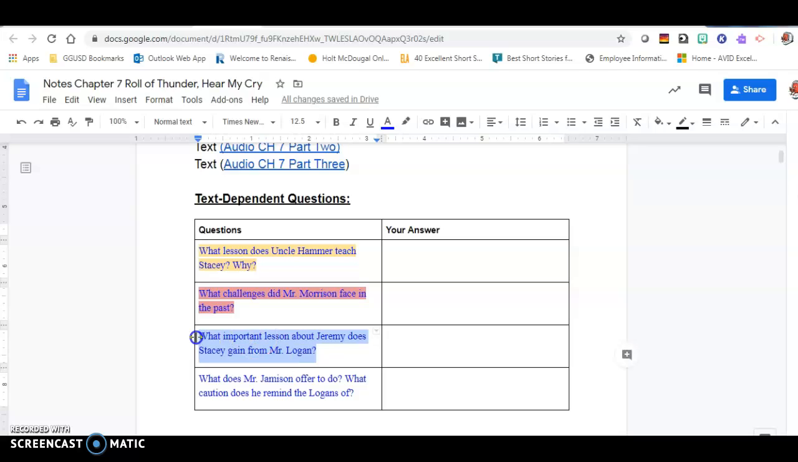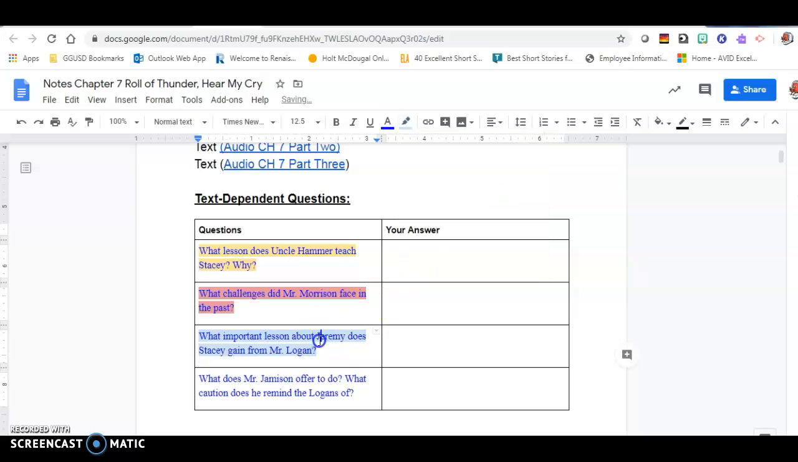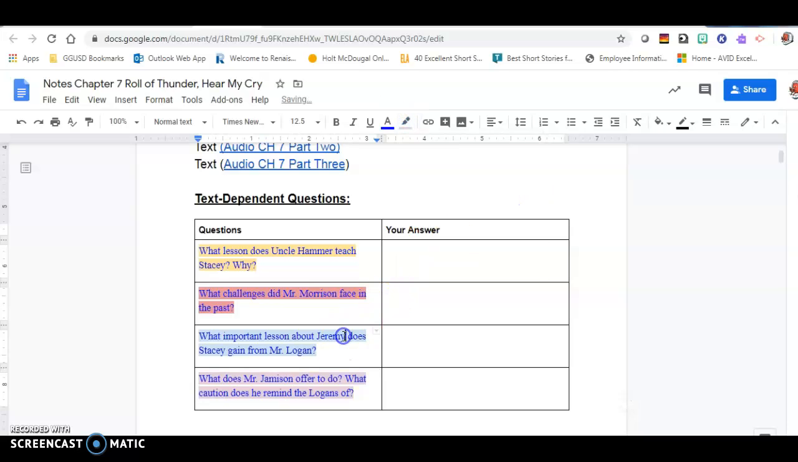We're going to learn about Mr. Logan a little bit more, which is Cassie's dad, right? And we're going to learn about Mr. Jameson a little bit more. So all of these will get a different color for me. Remember, you can choose whatever colors you would like. I'm just feeling the light mode right now.